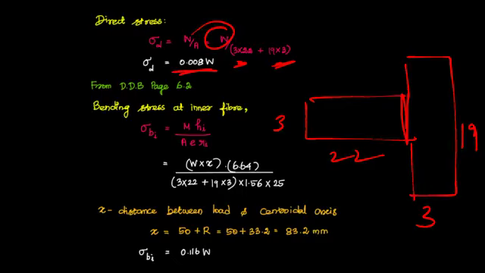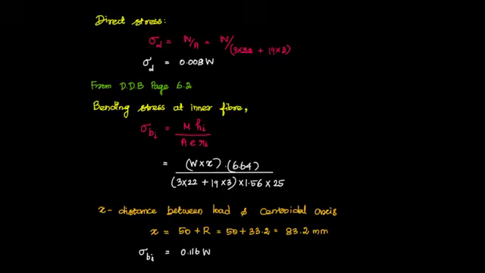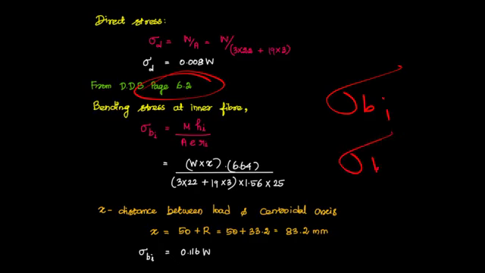Okay, there is a formula in page number 6.2 for inner fiber and outer fiber. Inner fiber sigma bi, outer fiber sigma bo. There will be two formulas. If you have any doubt, you can calculate both values. Obviously sigma bi will be the maximum, and you have to choose the maximum value among the two. So you can calculate sigma bi instead of calculating both values.